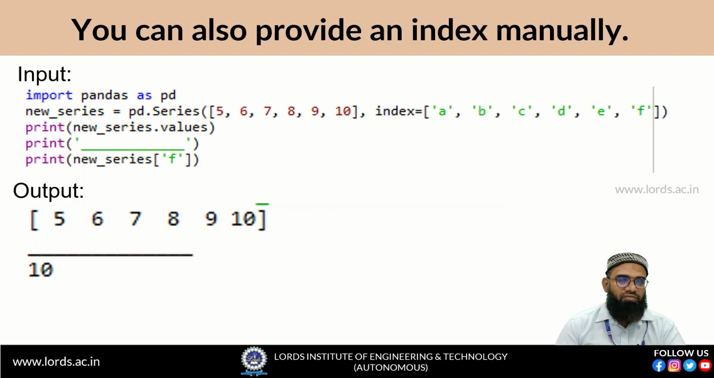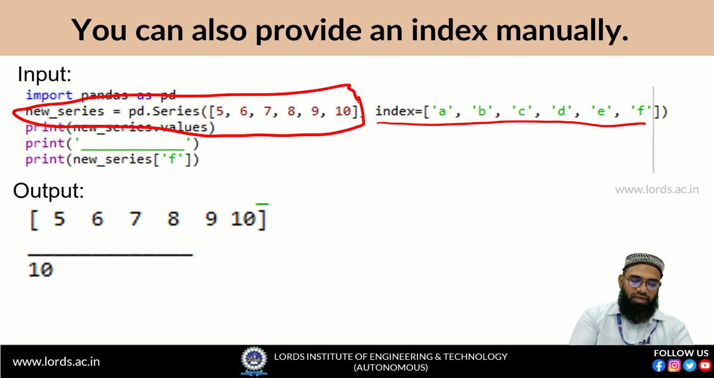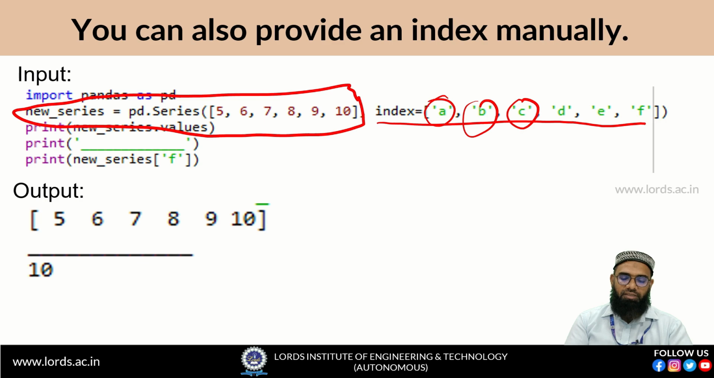Okay, we have seen how series index works. By default the series index will be from 0 to n minus 1, but in this particular slide I want to explain how we give the index manually. In the previous slide we created a series and stored it in a new series object. Now I want to give my own indexes: the first element should be accessed by index A, second B, third C, and so on.